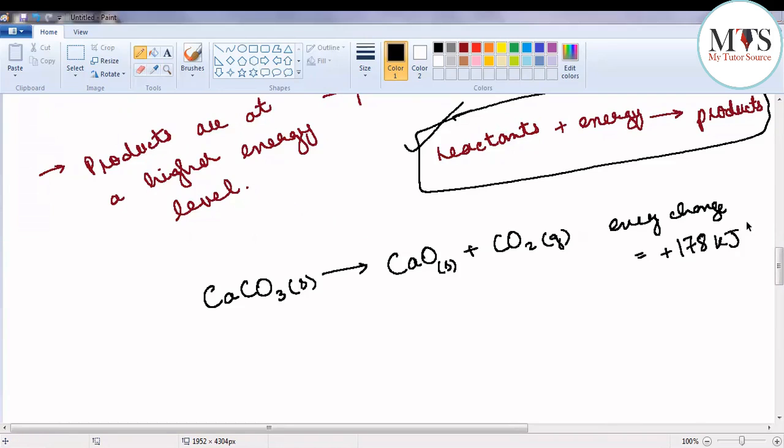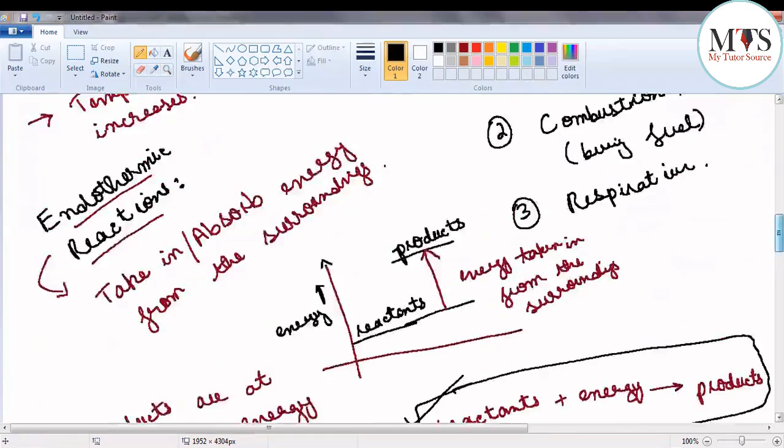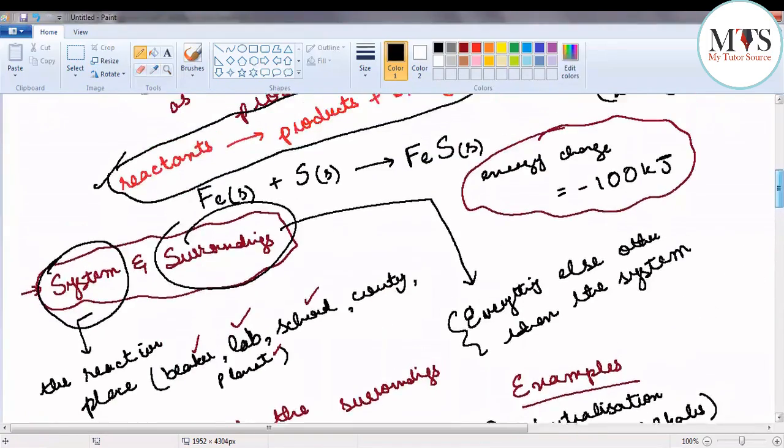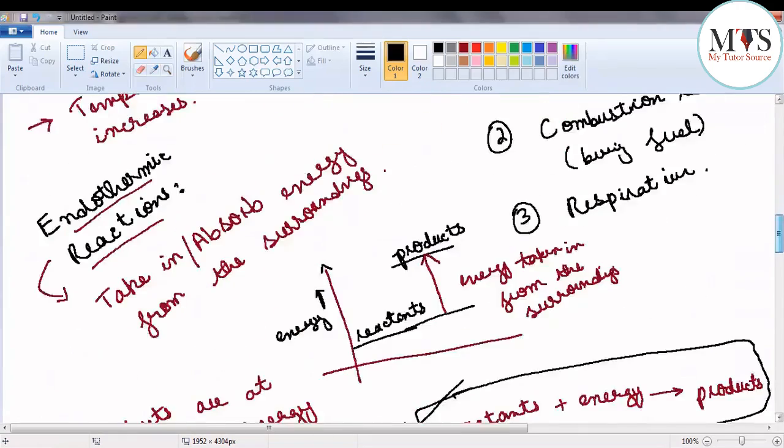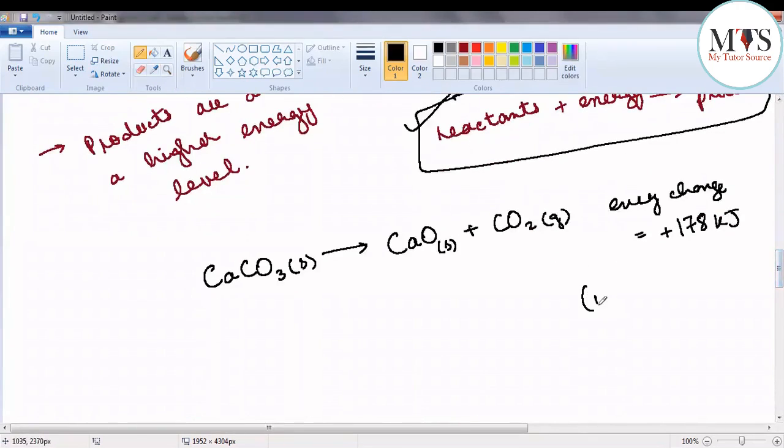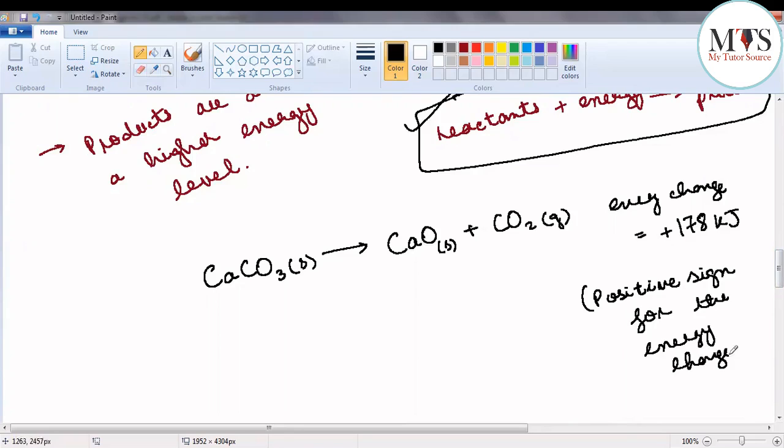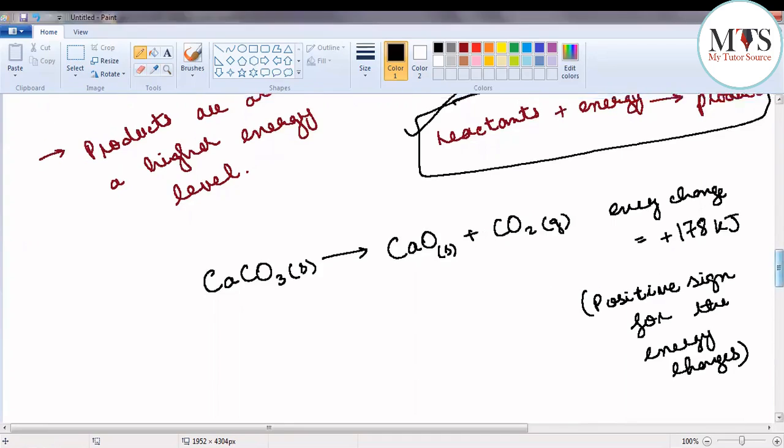So it's going to be positive 178 kilojoules. This positive sign, like we just saw for exothermic that it's going to have a negative sign with it, right? So endothermic would have a positive sign. We can say positive sign for the energy changes, right? So that's exactly how we can identify such reactions, that they would be having a positive sign, right?